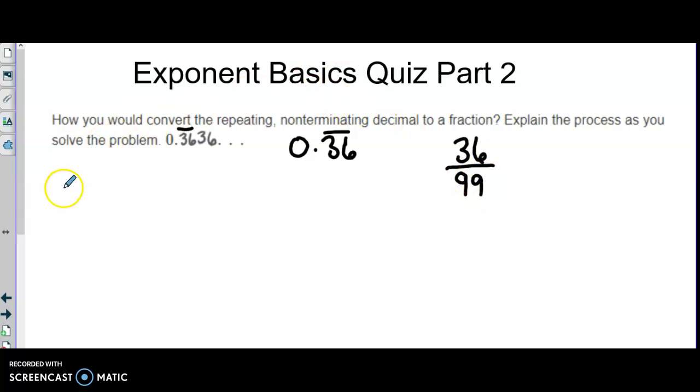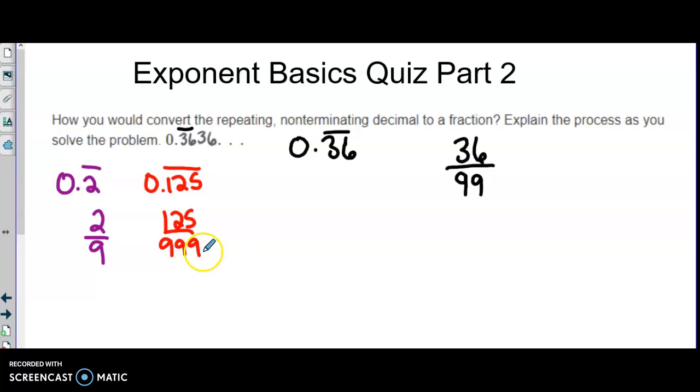Now let me go ahead and mention this. If it was 1 repeating decimal, like 0.2 repeating, I would take that 2 and I would put it over a 9. If it was 3 repeating digits, like 0.125, and all of those were repeating, then I would take the 125 and put it over 999. So you just see how many digits are repeating, and then that's how many 9s you put on the denominator.